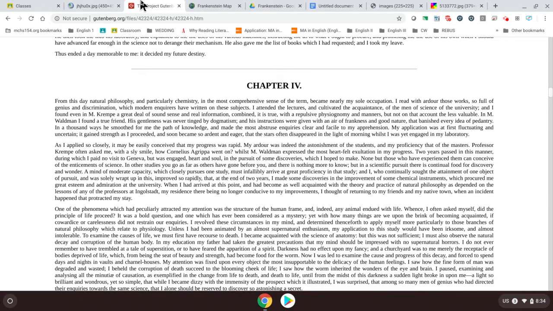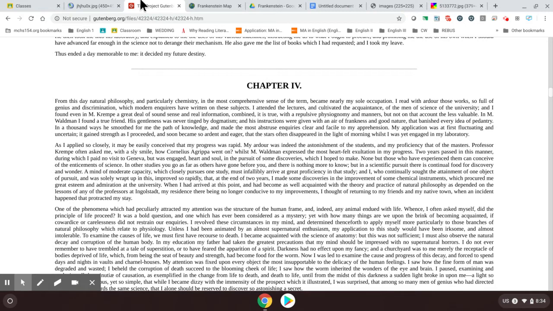So in chapter 4, we begin with basically establishing the fact that Victor has this obsession with science. The first sentence of chapter 4, in fact, is: "From this day, natural philosophy, and particularly chemistry, in the most comprehensive sense of the term, became nearly my sole occupation." So, in other words, this is what he comes to live for while at university. He talks about the influences of these 2 men on him, but there's a lot more that is honed in on the fact that he is putting all of himself into the study of science, right?